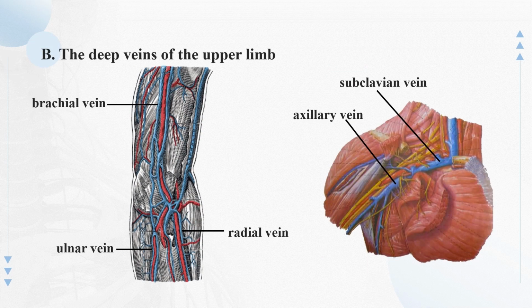The deep veins of the upper limb are mainly the brachial vein, ulnar vein, and radial vein. It also includes the subclavian vein.